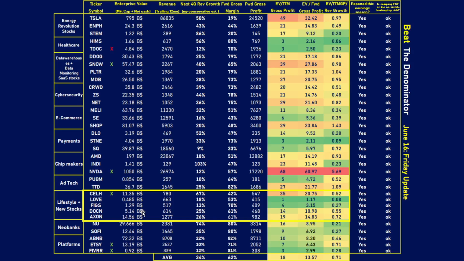And the final business that has a niche in there is AXON. AXON is focusing on supplying police departments with things like self-defense, things like cameras, things like cloud services. I do like AXON. I think it's an interesting company. They have a niche play.